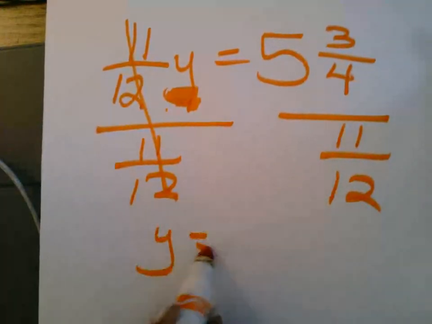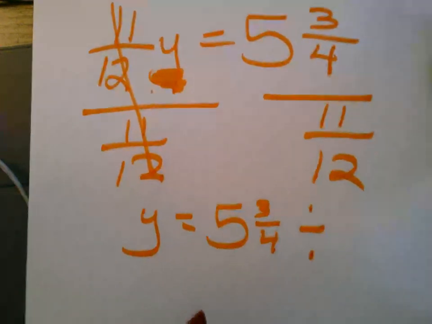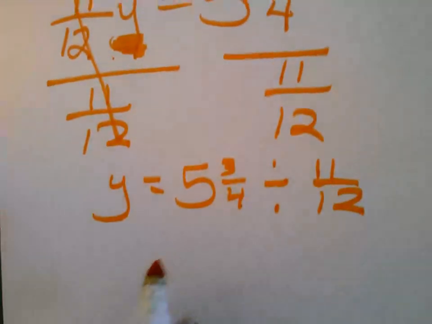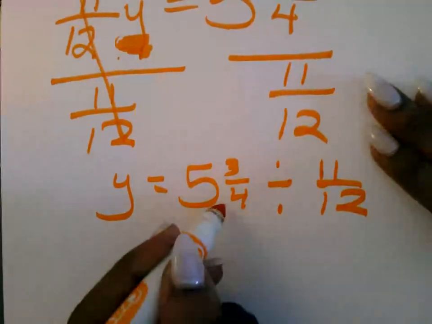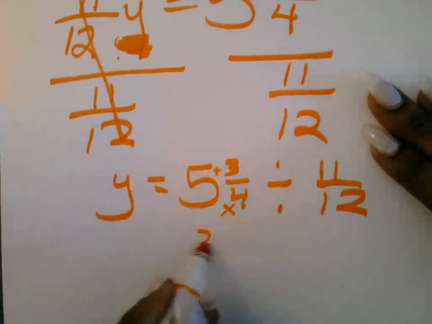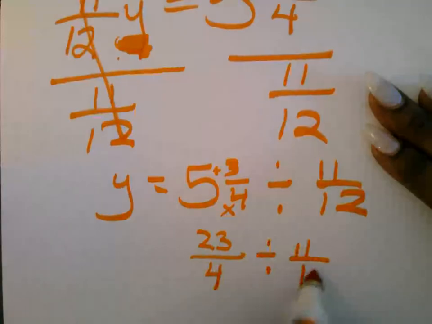That's going to leave us with 5 3/4 being divided by 11/12. Now, you can change these to mixed numbers. You can change this mixed number to an improper fraction, and this will be 5 times 4 plus 3, which will be 23/4, divided by 11/12.